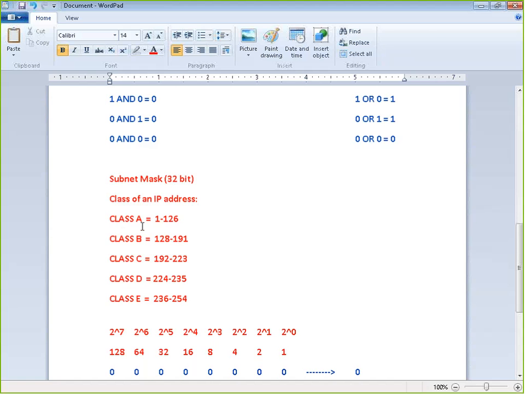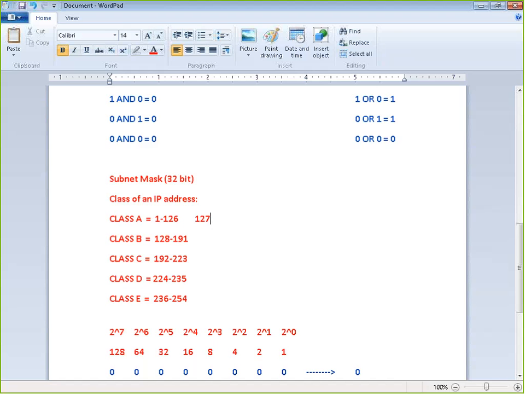Now, if I look at class A, it goes up to 126. But class B starts off with 128. So then where is that 127? You know, 127 seems to be missing, right? Well, actually, 127 is also a part of class A. Whenever we talk about 127, it is also a part of class A, but it refers to a different type of IP address. Whenever I talk about 127, it represents a different type of IP address.